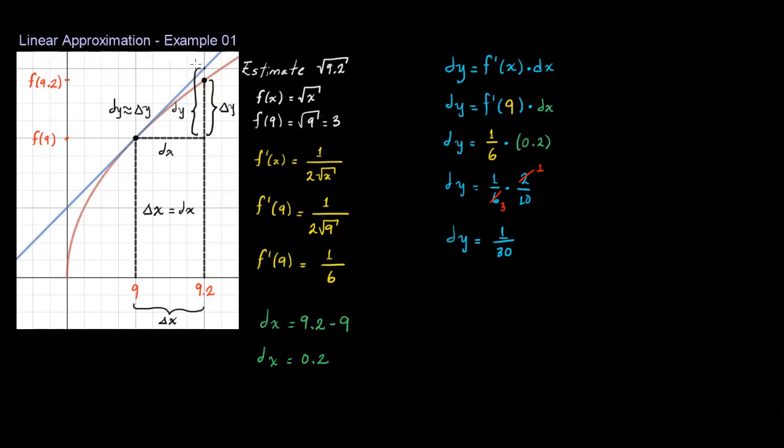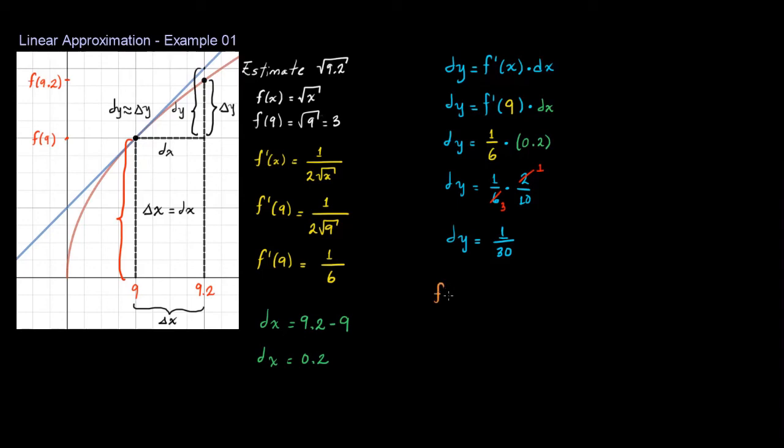Now this dy is only telling us this height. In order to get to this height, which is f of 9.2, we must add something else. We must add this height. This height, represented in terms of the graph, I'm going to sign it here on the left, is actually the value of f of 9, which we know is in here. So let's get to this approximation. I'm going to use a different color, orange.